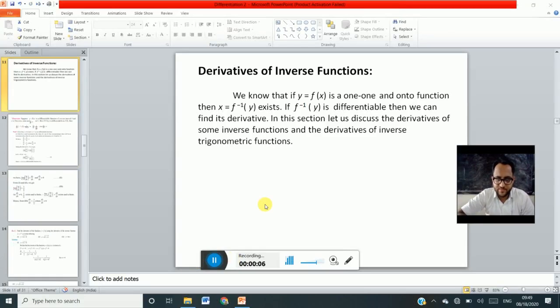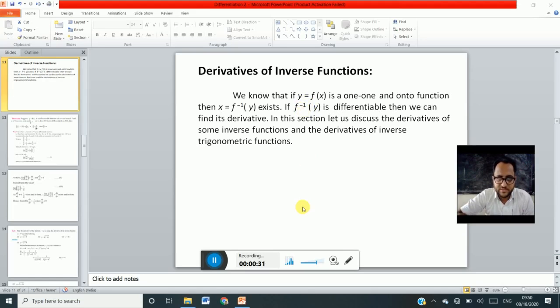Today we see the next type of derivative, that is derivative of inverse function. As we know, if y is equal to f of x is a one-one and onto function, then x equals f inverse of y exists, and if that f inverse of y is differentiable, then we can find its derivative. Here f to the power minus 1 is indicated as f inverse.